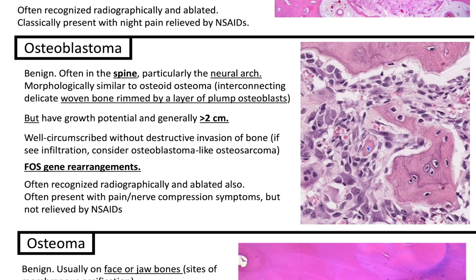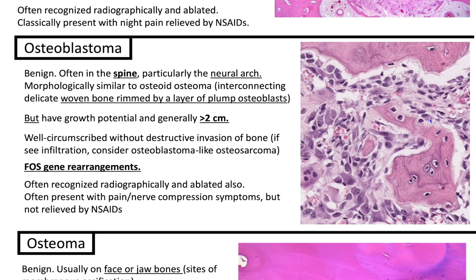Osteoblastoma. This is also benign. Remember, in terms of classic locations, this is in the posterior spine, particularly the neural arch. It looks similar to osteoid osteoma with delicate woven bone rimmed by a layer of plump osteoblasts, as you can see here. And on a side note, osteoblasts on cyto can look plasmacytoid, and they can be particularly confusing if you're suspecting the patient has multiple myeloma or plasma cell myeloma and you sample osteoblasts.